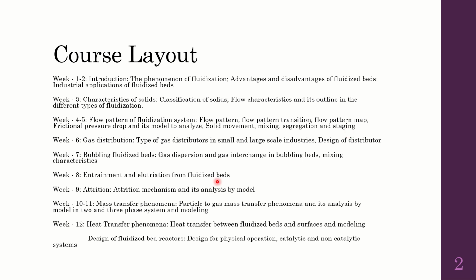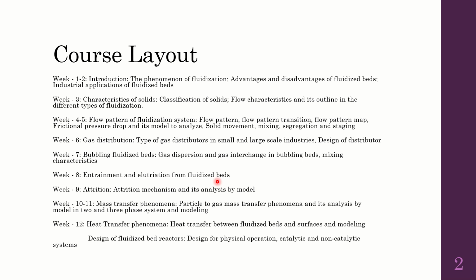After that it was about bubbling fluidized bed. Bubbling fluidized bed itself counts as a separate subject because there is so much to be learnt in it: gas dispersion and gas interchange in bubbling beds, mixing characteristics, everything. After that it was about entrainment and elutriation from fluidized bed, where once the fluid velocity exceeds the terminal settling velocity of the particles, it starts to carry the particles away. That is known as entrainment. If a certain size range of fine particles is getting removed, that is known as elutriation. That is again an important phenomenon happening inside fluidized beds.